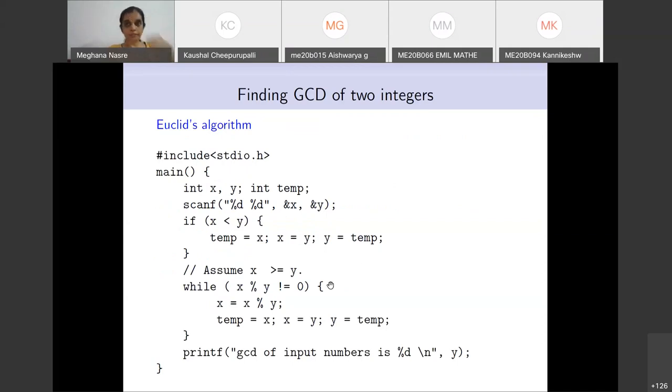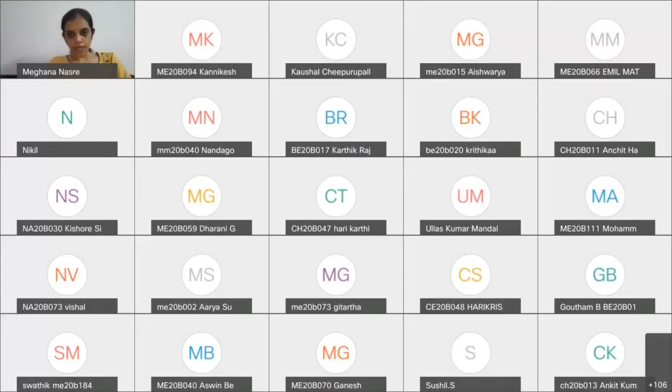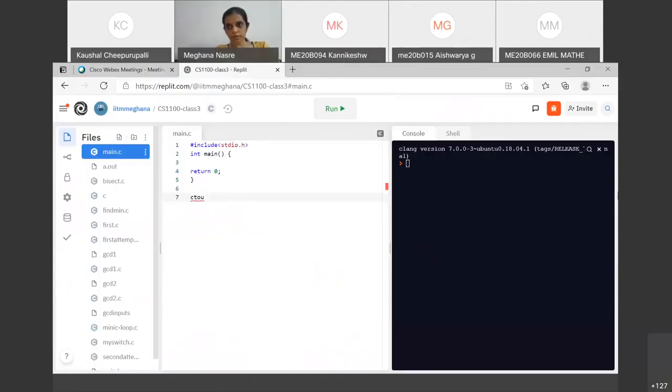Okay, so I'm going to change the view and go to repl.it to show you again. All of you are encouraged to do this in your lab or in your free time whenever you get, and try this out on large integers and see the difference in the performance of these programs. So Kaushal, please tell me once you start seeing the repl.it view.